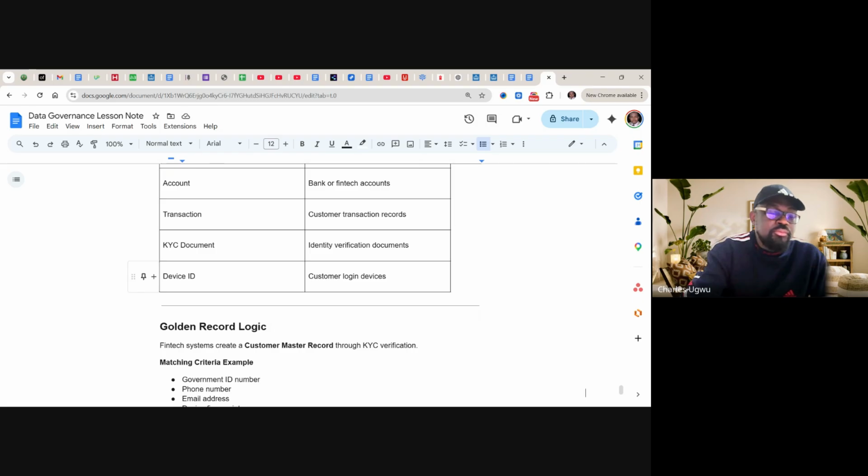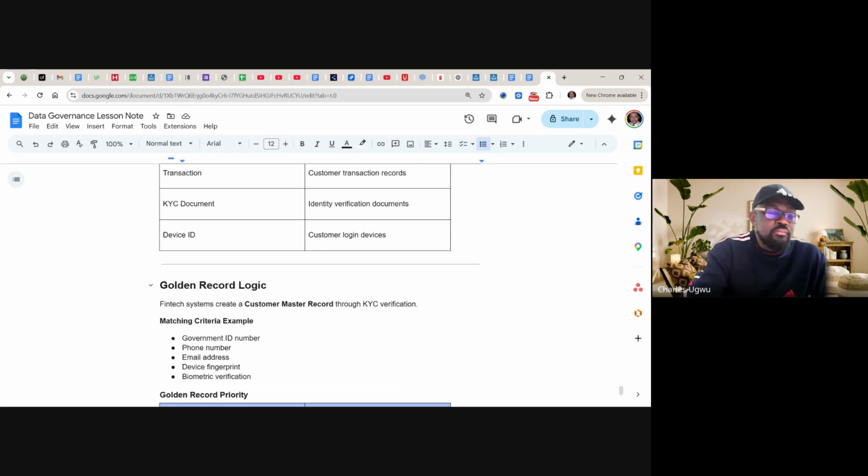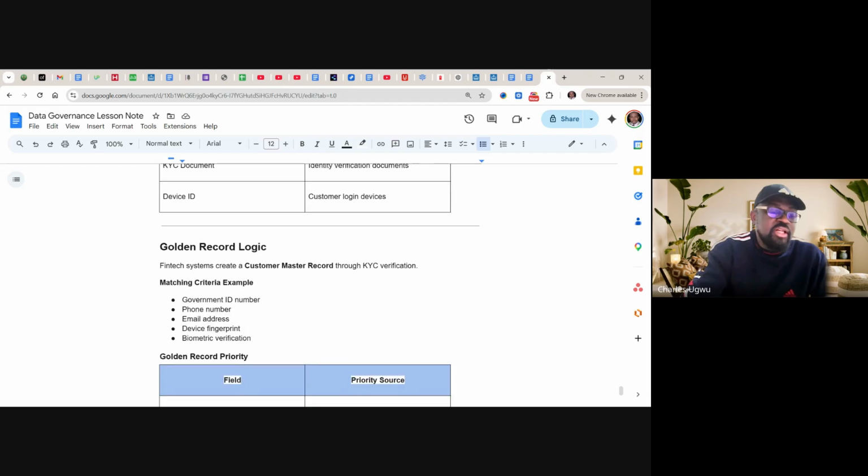Golden rule, logic. So matching criteria example, these are the kind of criteria we need here. Government ID in terms of KYC verification, we need a government ID card. So you need to provide the ID card number. If it's a driver's license, you need to put the driver's license number. If it's an international passport, you need to put that international passport number.